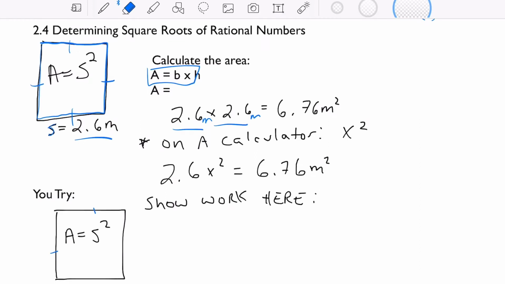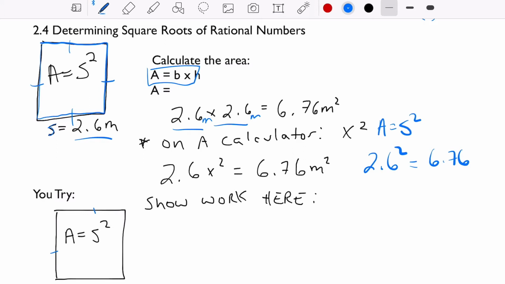We also can do side squared, which looks like this. It would be 2.6 squared equals 6.76. And you can use your calculator on that, and that's the area equals side squared formula, just so you know.